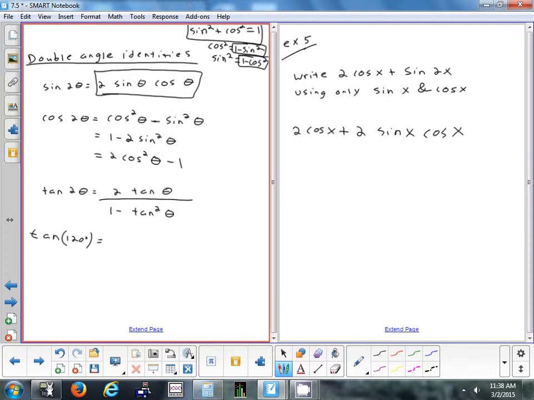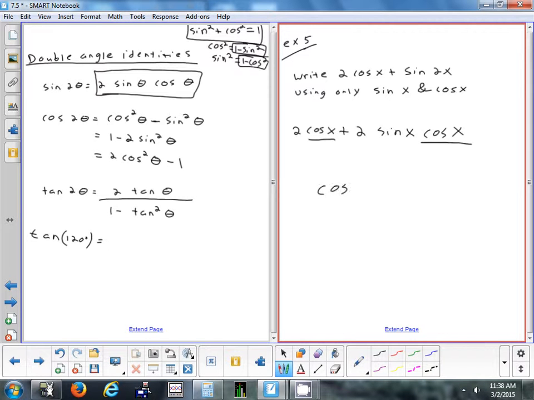Okay. Now, Kelsey, what do these both have in common? Cosine x. Yep, they both have cosine x. Anything else? Give you a hint at what I'm going to do. 2. They both have a 2 in common. Since we're adding two things and they both have something in common, we can factor it out. Okay, Kobe, if I factor out 2 cosine x from here, what am I left with? 1. If I factor out the 2 and the cosine x from the second part, I'm left with sine x.